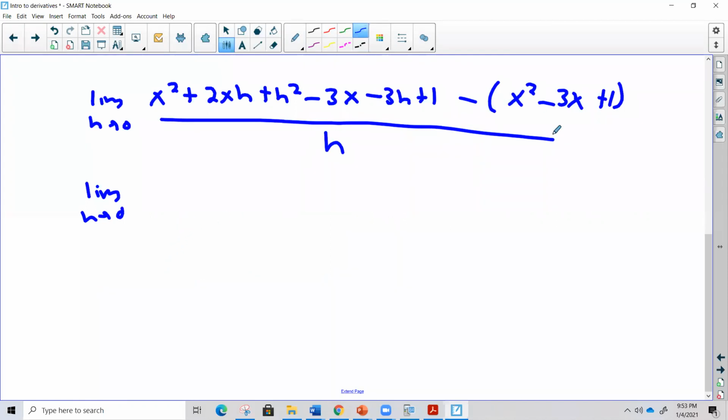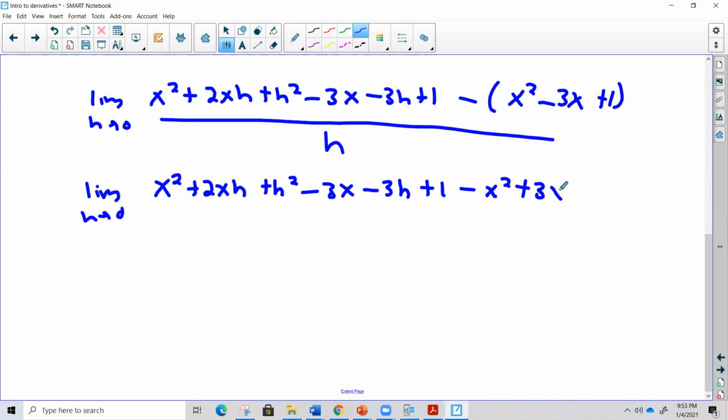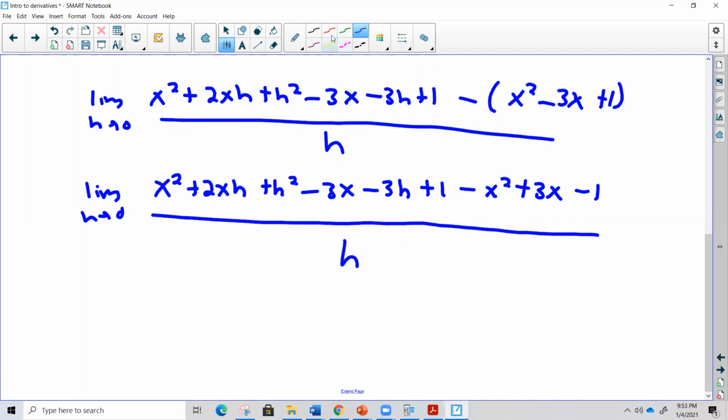So I'm going to distribute this negative. So I get x squared plus 2xh plus h squared minus 3x minus 3h plus 1 minus x squared. Okay, minus the negative is plus 3x, and then I have a minus 1 all over h. And how this should work each time is any term without an h should add to 0. And if it doesn't, then probably something is off when you simplify.